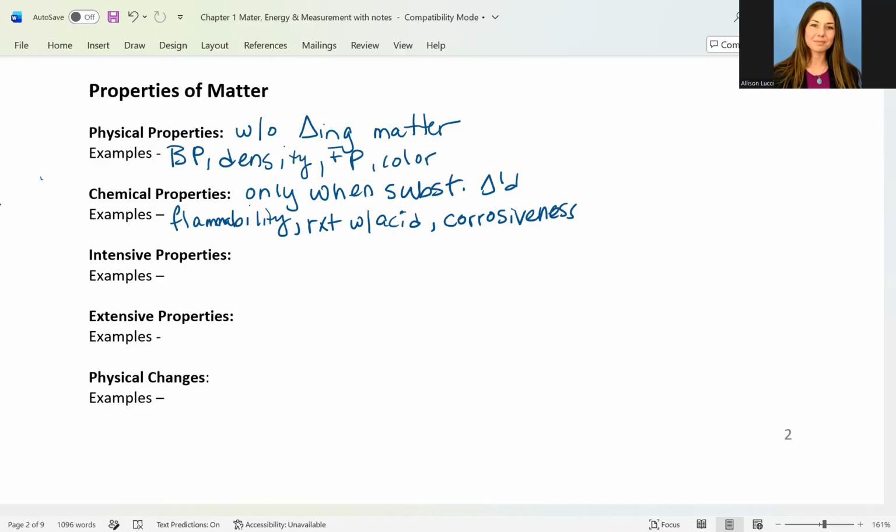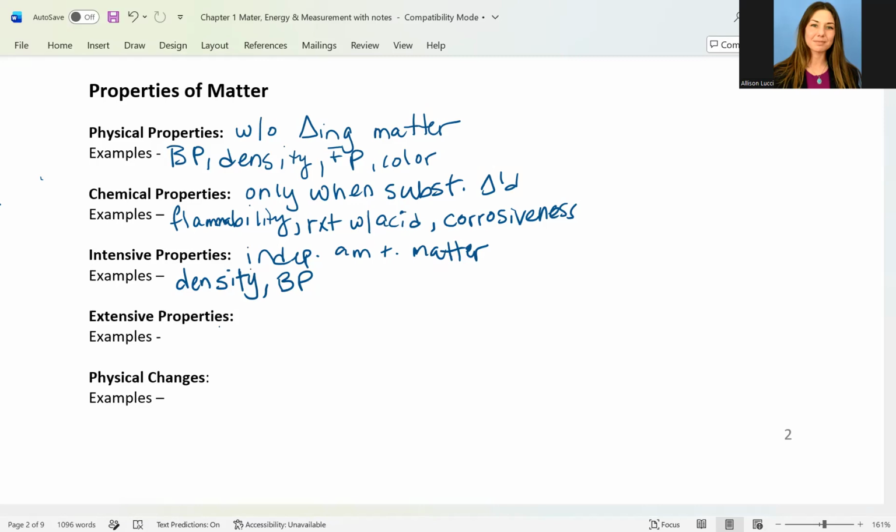And then we have another way of defining properties as either intensive. So this will be independent of the amount of matter. So it doesn't matter how much matter you have. You can have a gram, a kilogram, whatever. These examples include density again. So density is an intensive property. If I have 1 gram of water or a kilogram of water, it will still be 1 gram per milliliter dense. And then we also have things like boiling point. Again, that would be an intensive property. Doesn't matter how much you have, water will still boil at 100 degrees Celsius.